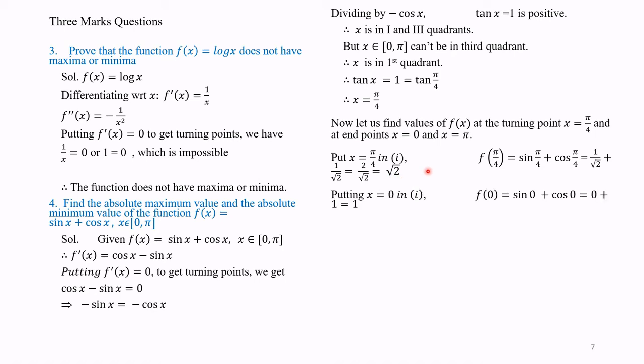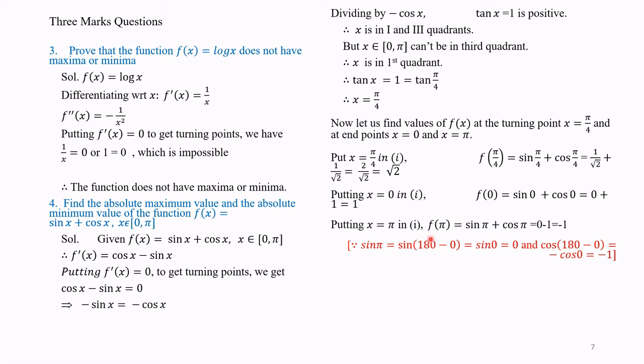And now we put x = 0 in equation 1, that is in the given equation. Therefore, f(0) = sin 0 plus cos 0. Sin 0 is 0 and cos 0 is 1. Therefore, the answer is 1. Now putting x = pi, the second value, in equation 1, we get f(pi) = sin pi plus cos pi. Sin pi is 0 and cos pi is minus 1. Therefore, it is minus 1.